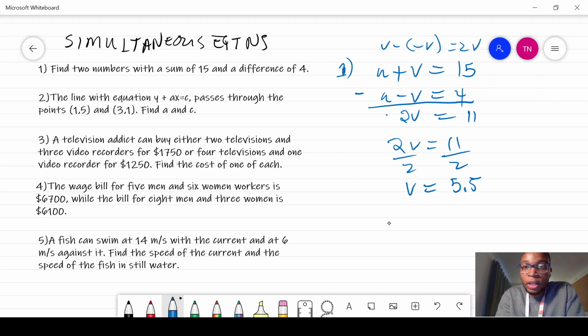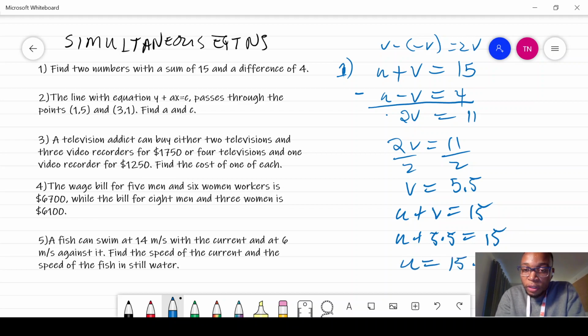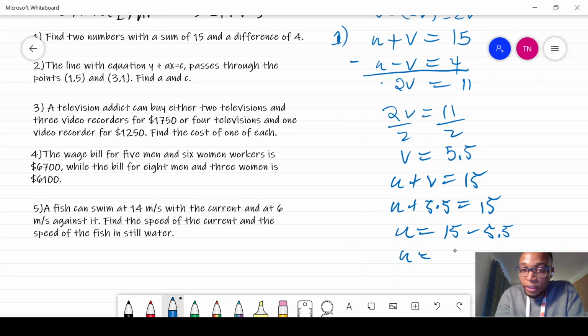Now let's find our u. Let's take equation 1 to use to find u. So from equation 1, u plus v is equal to 15. And we know that v is 5.5. So u plus 5.5 is equal to 15, and u is equal to 15 minus 5.5. So what I get here is that u is equal to 9.5.